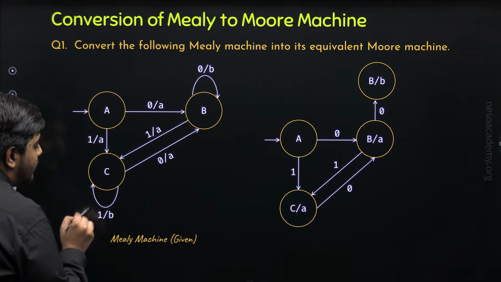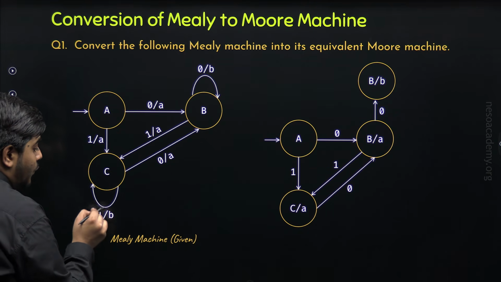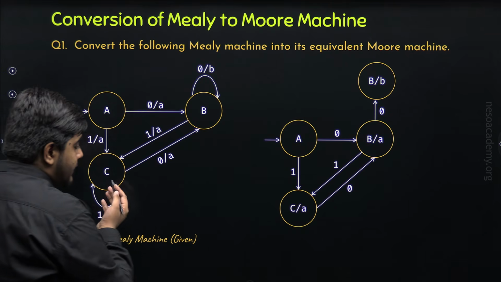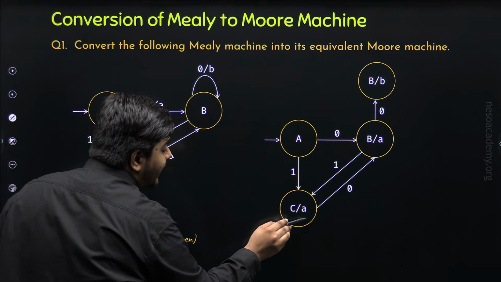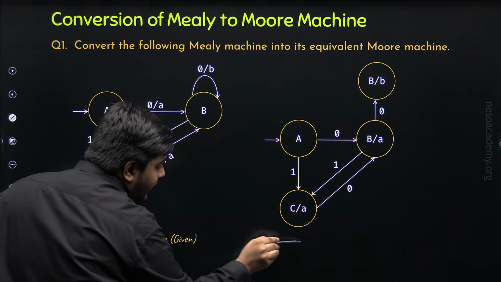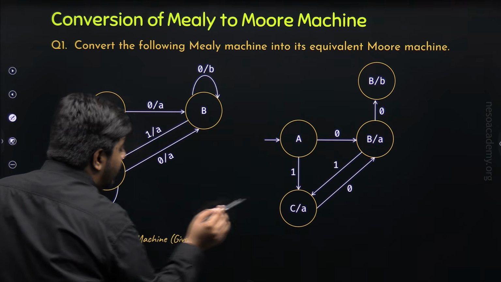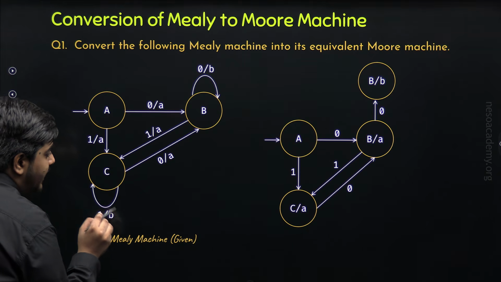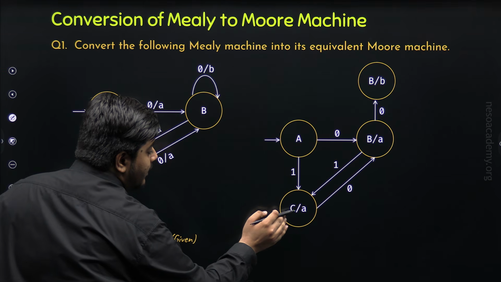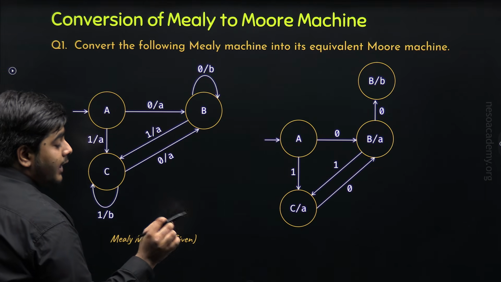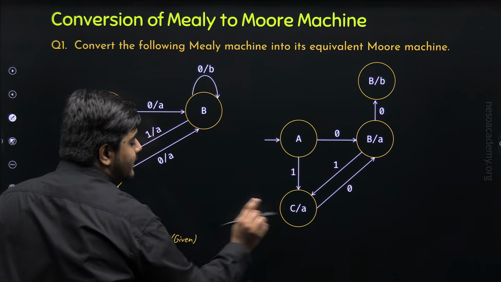C, on getting input symbol 1, we will reach the same state, that is C, but this time the output symbol should be B. Similarly, we cannot create the self loop for this state, because if I create a self loop, C, on getting input symbol 0, we will reach the same state C, but output is A. Here we can see the output should be B. If I create a self loop, then B will also enter the same state, and that is not allowed as per the rule. In case of Moore machine, only one output symbol can be associated with one state.